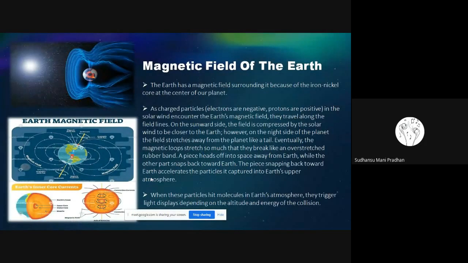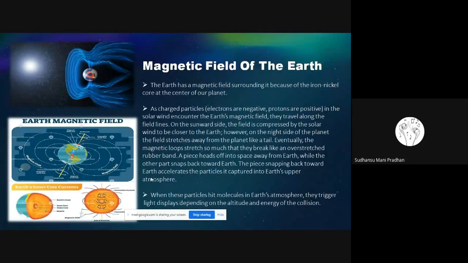As we all know that the core of the Earth is made up of iron and nickel alloy with some other elements. Due to the rotation of the alloy, a magnetic field is generated which surrounds the Earth. As the charged particles from the solar wind, that is, electrons and protons, encounter Earth's magnetic field, they travel along the field lines. The magnetic field which is facing towards the sun is compressed by the solar wind, so they are closer to the Earth.